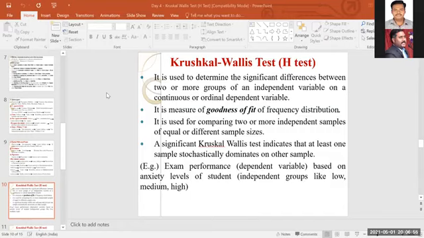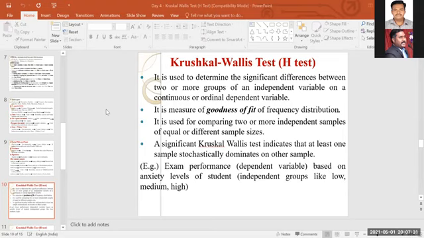Clear? Is it clear now? These are two important points. If you want to measure the normality, if normality is there, please go ahead with ANOVA. If normality is not there, first identify that you have a dependent variable and an independent variable. Under the independent variable, I have categorized it into more than three factors, and I collected the data from more than two populations. In that situation, you can use Kruskal-Wallis. The second point is that it is also used for measuring the goodness of fit.